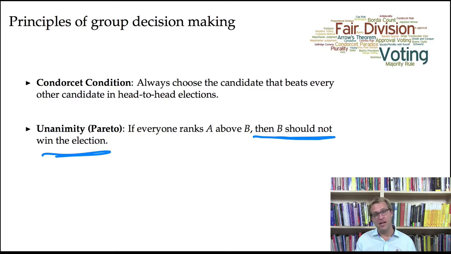I don't have enough information to determine whether or not A should win the election. There may be other candidates that are ranked higher than A, but at least I know that B should not win the election. Why? Well, because it's unanimous that everybody prefers another candidate, namely A, over B.